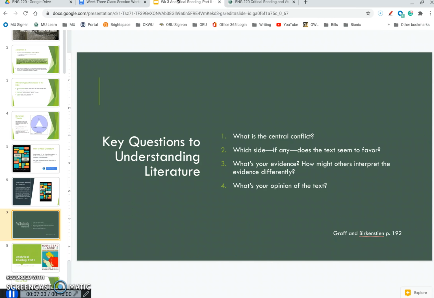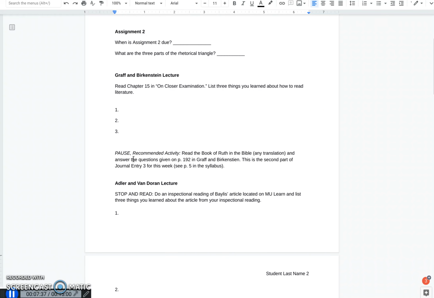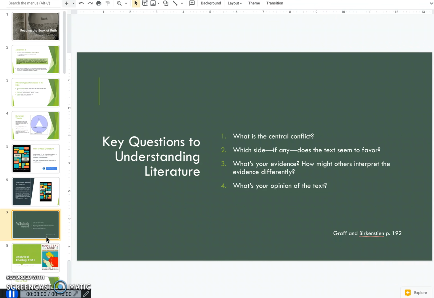Now in the worksheet, I give you the option to pause the video at this point and apply these questions to the book of Ruth. So stop, read the book of Ruth and answer those four questions. This is part of your journal entry 3 for this week. So this would be having you do a little bit of work ahead because the journal entry is not due until Sunday. So if you want, go ahead and pause the video and do that, and then continue on by watching the next video clip.